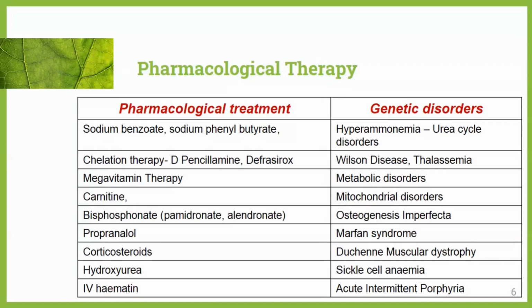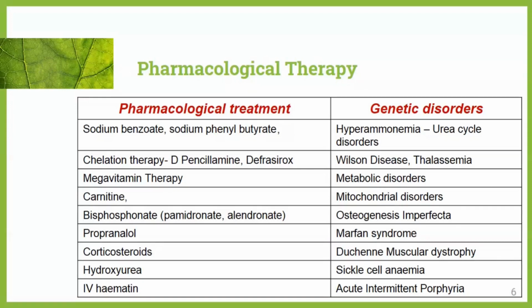Then chelation therapy, like in Wilson's disease, we will give D-penicillamine, and in thalassemia with iron overload, you give deferoxamine. This will definitely improve the symptoms. That is another genetic disorder where chelation therapy will help. Some of the metabolic disorders, megavitamin therapy, like a high dose of biotin in biotinidase deficiency. Similarly, pyridoxine-dependent seizures. Administration of pyridoxine totally controls the seizures.